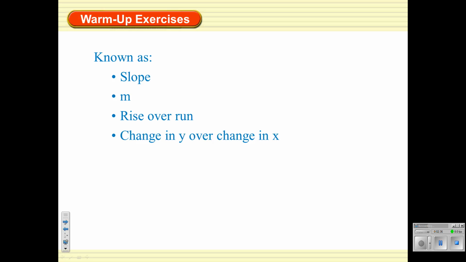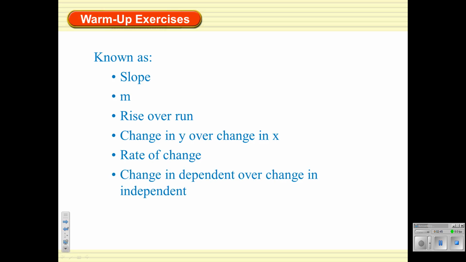But I do want to give you some other terms for slope, because there's lots of terms. We are going to call it a lot of things, and you need to understand all of these things are going to mean slope. So on your notes, list under known as slope: m. I might say m, I might say slope, I might say any one of these terms. A word problem might say any one of these terms, and they'll all be the same. Rise over run. Change in y over change in x. Rate of change.